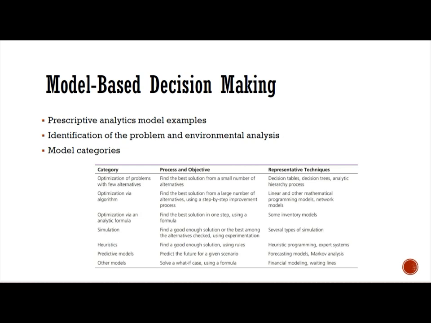If we look at it, the first category is optimize problems with few alternatives: find the best solution for a small number of alternatives, using decision tables and trees. Optimize via algorithms: find the best solution from a large number of alternatives using step-by-step processes, such as linear and mathematical programs. Optimization via the analytical formula: find the best solution.